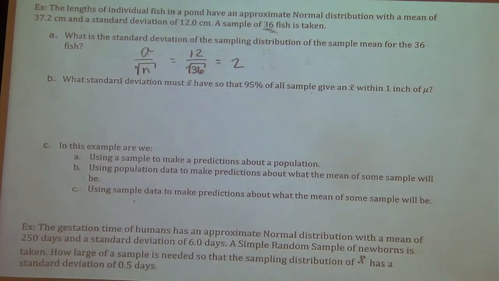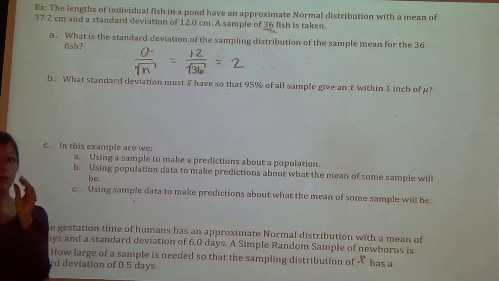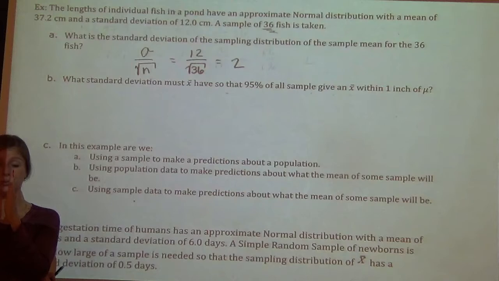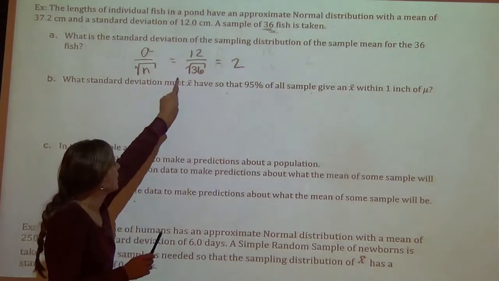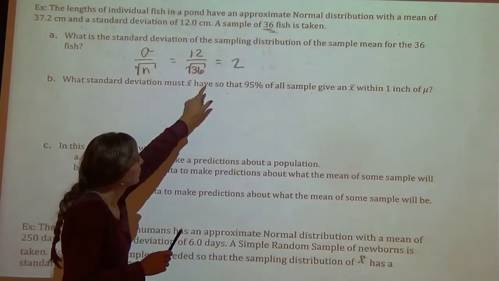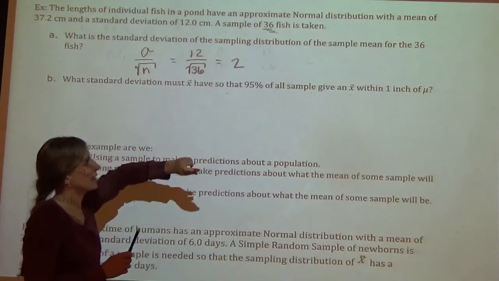Okay, the next piece of this is different than what we've done before and a little bit, I think anyway, a little bit more difficult to compute. So it's kind of a more thinking type question. But anyway, it says, what standard deviation must x bar have so that 95% of all samples give an x bar, so a sample mean, within 1 inch of the mean. So we're saying, okay, I'm using this population mean to make predictions about my sample mean.